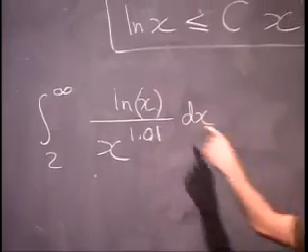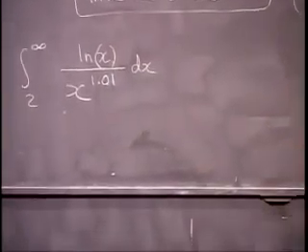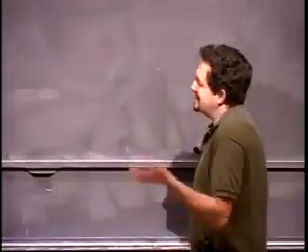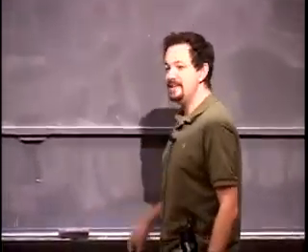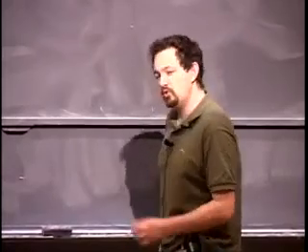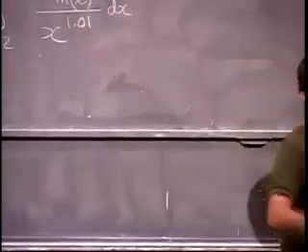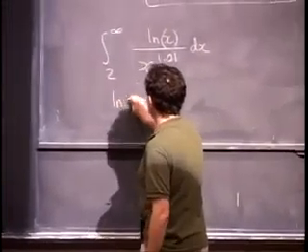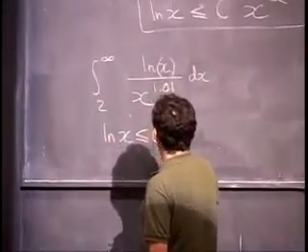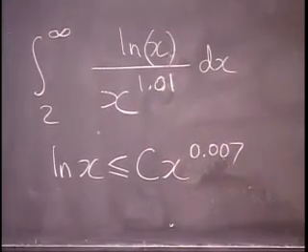Log x is going to drag that power down, but not very much. In fact, it doesn't really drag it down at all, in the sense that it drags it less than anything that you want. But you need to quantify this. What am I talking about? I need a number that is so small that when I subtract it away from 1.01, I am still bigger than 1. For example, let's take log x is less than or equal to constant x to the 0.007.